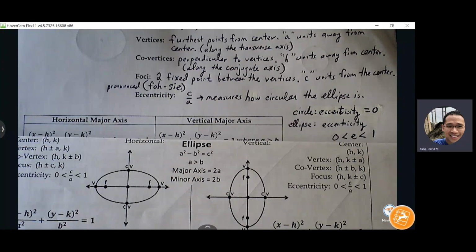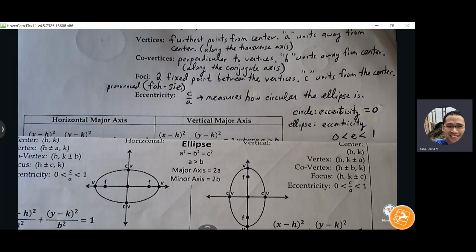So ellipses are different than circles in the sense that we still have a center, but we have an oval shape, right? You can think of it as there being 2 radii. You have a radius that's different along the horizontal than it is along the vertical. So a vertex is going to be the furthest point from the center. So if the ellipse is longer horizontally, then your vertex will be at the endpoints along the horizontal. But if your ellipse is longer vertically, then your vertex will be above and below your center.